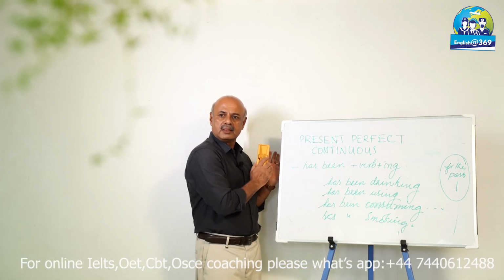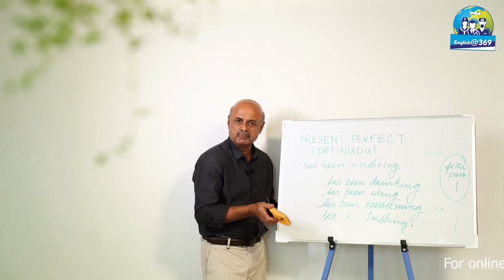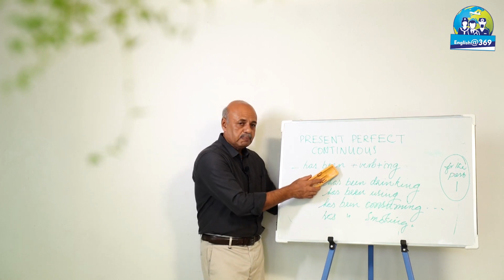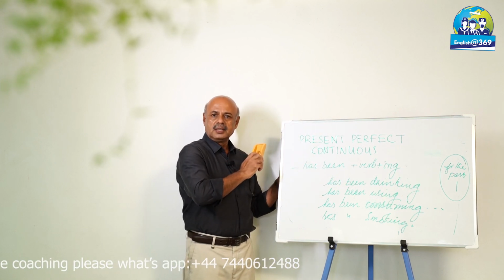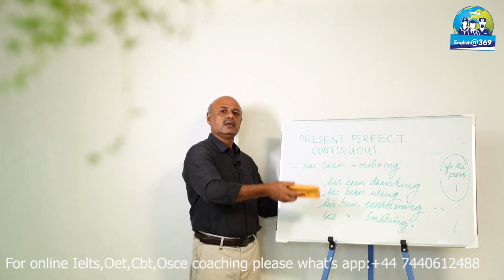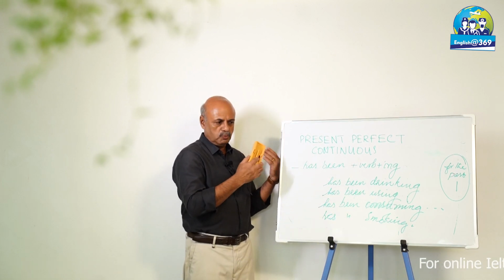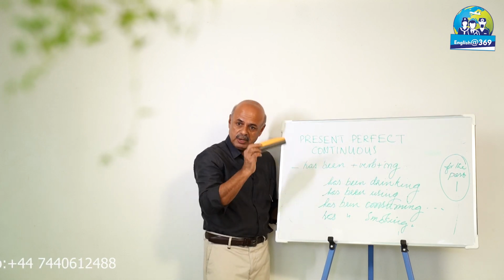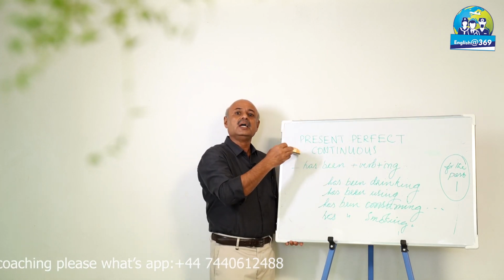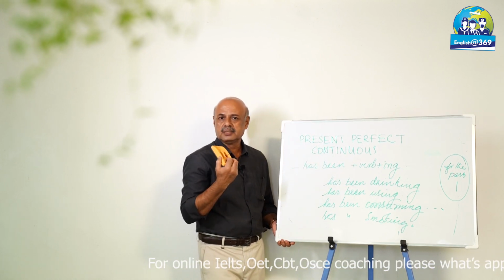He started drinking 30 years ago. He has not stopped it. Even now he is continuing it. Please remember, action started in the past and it is continuing. Maybe 30 years ago, maybe just last week, maybe 3 years ago, he started smoking. He has been smoking for the past 3 years. That means he started smoking 3 years ago. Even now, he smokes. He is continuing that habit.